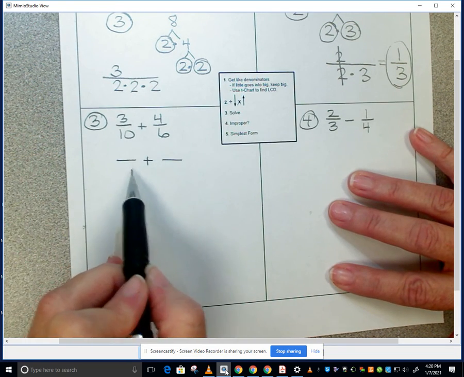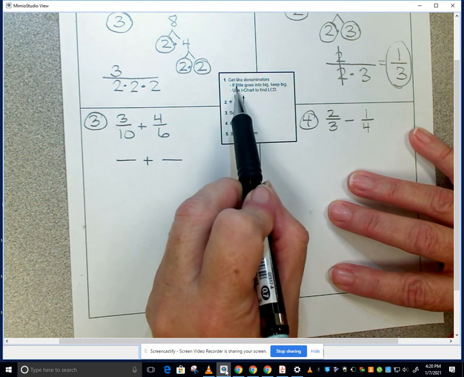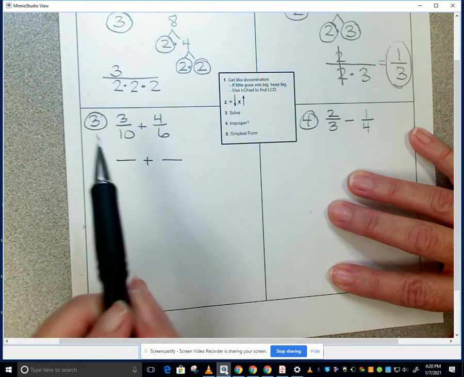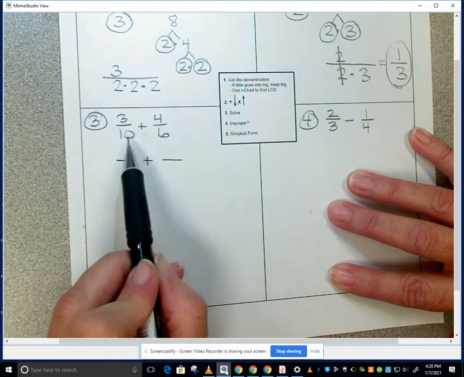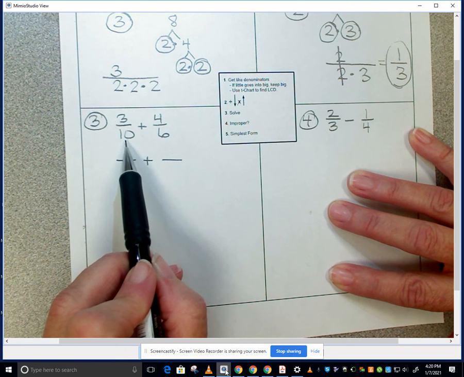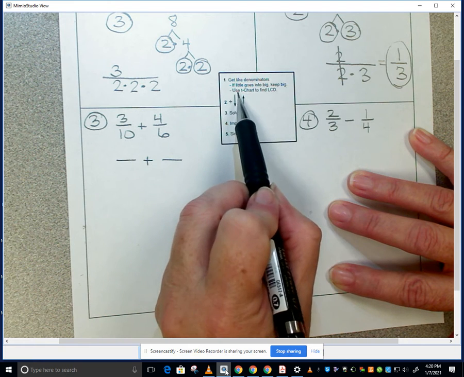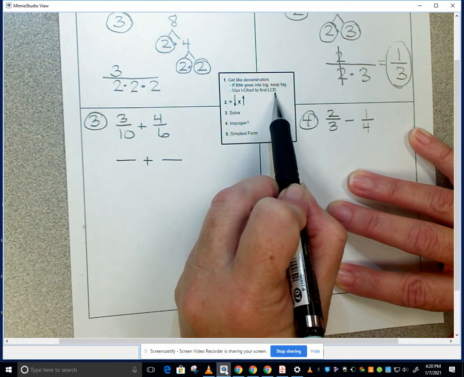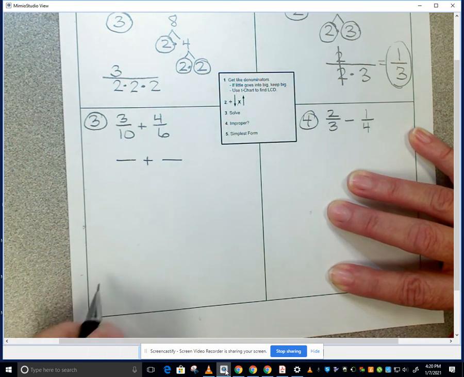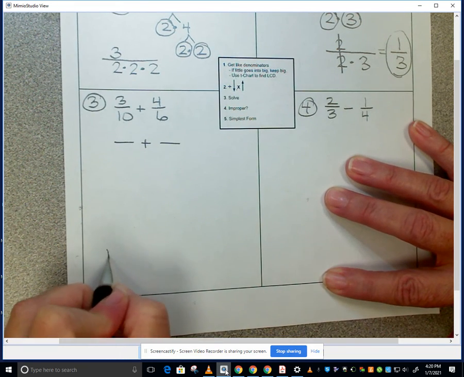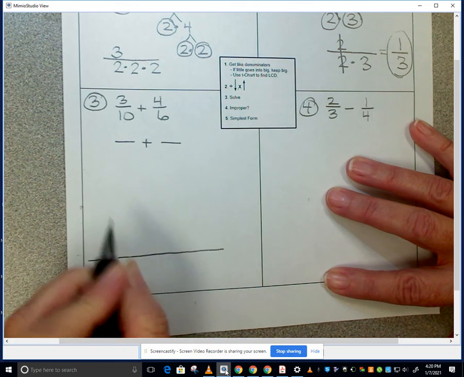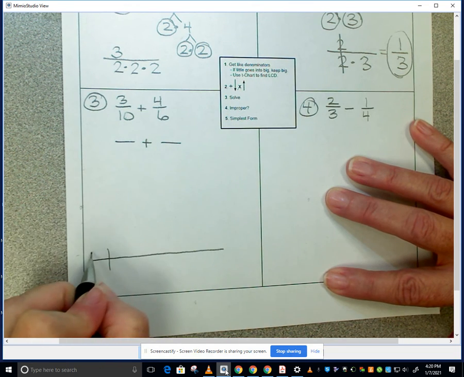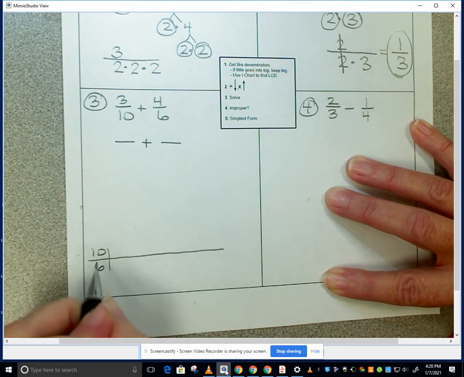Now, to get a like denominator, it says if little goes into big, keep big. Well, will 6 go into 10? Not evenly, so we can't keep 10. Look at the other option. Use a T-chart to find the least common denominator. So I need to do a T-chart. Let me come down here. This is a T-chart, and I'll put 10 and 6 in the T-chart.